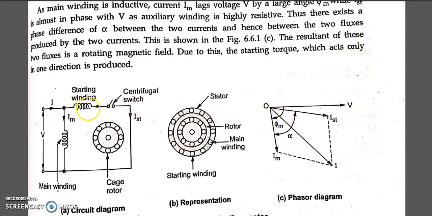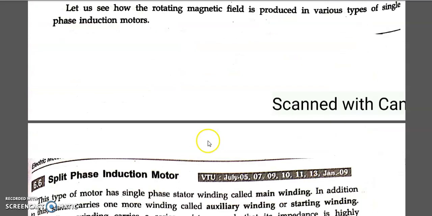The starting winding is less inductive, not as inductive as the main winding. So IST, the current which flows in the starting winding, lags the voltage by a certain angle, since it is less inductive when compared to the main winding. Here is IST and here is IM. Phi m is the angle between V and IM. Alpha is the angle between IM and IST, as in the earlier phasor diagram, phi 1 and phi 2.